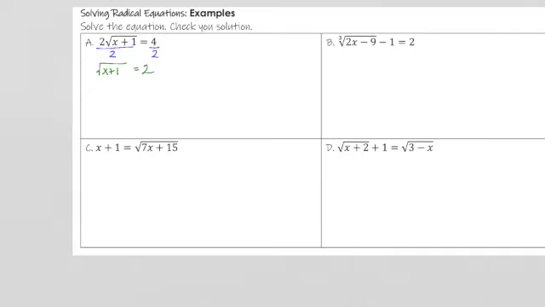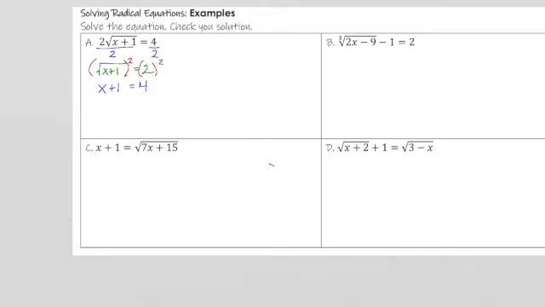Because the square root on this left side is all by itself, the next step is to get rid of the root. We're trying to work our way to that x. So I need to get rid of that square root, so I am going to square both sides. Squaring a radical is its inverse, cancels it out, leaves me with x plus 1 on the left side. 2 squared is 4 on the right side.